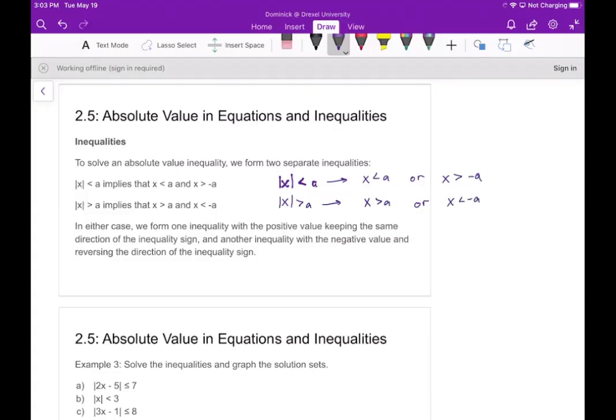All right. Now, what really is happening here is that in one inequality, you're keeping the positive number and you're keeping the sign the same. Or you could even think of it as you're just keeping whatever you started with, but taking out the absolute value. And in the second one, you're switching the sign and you're using the negative number.